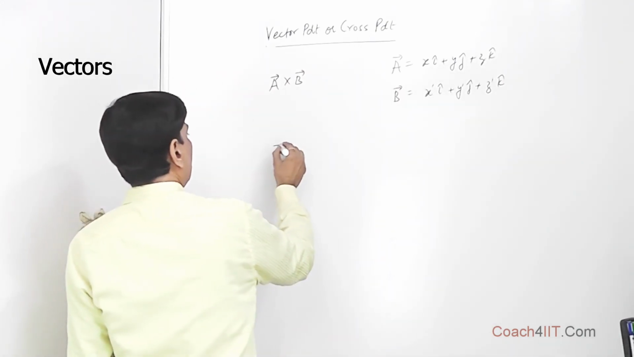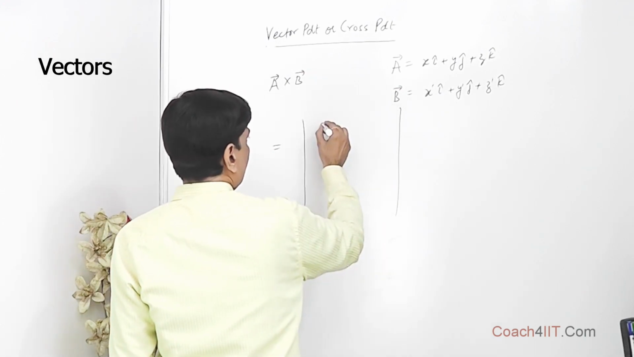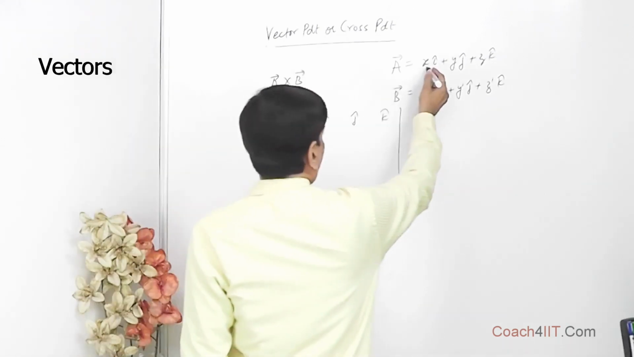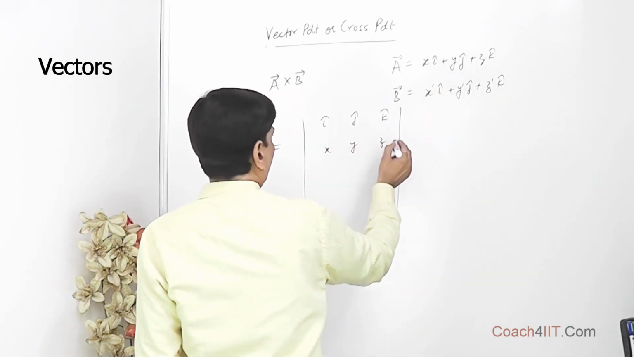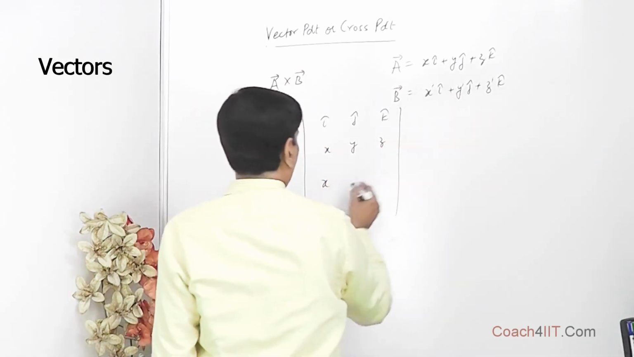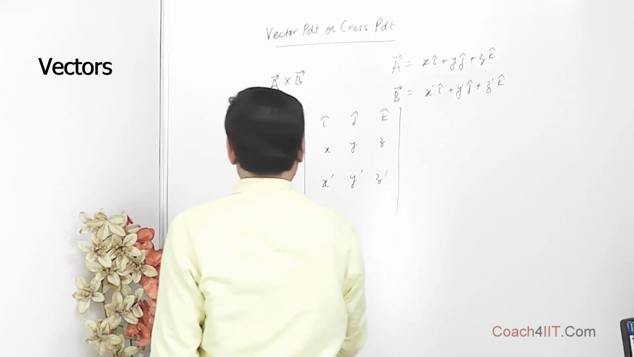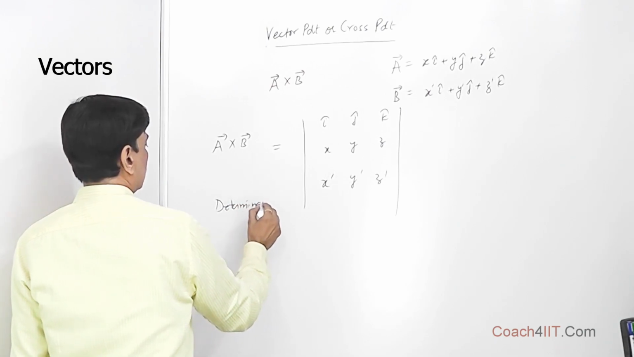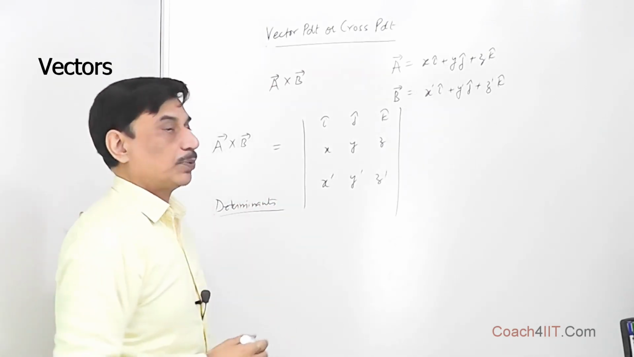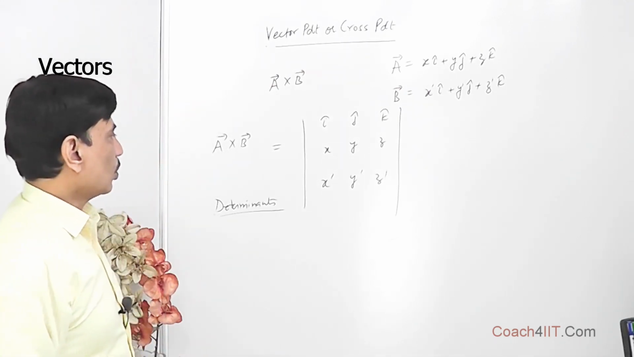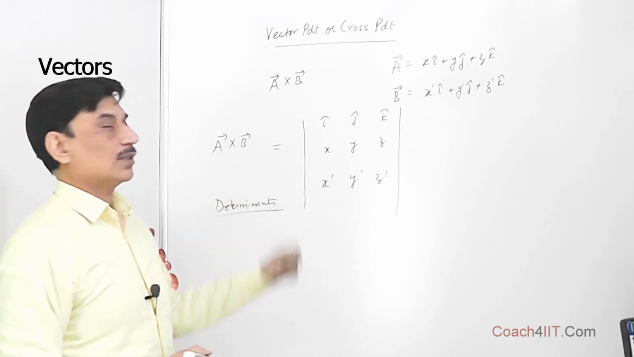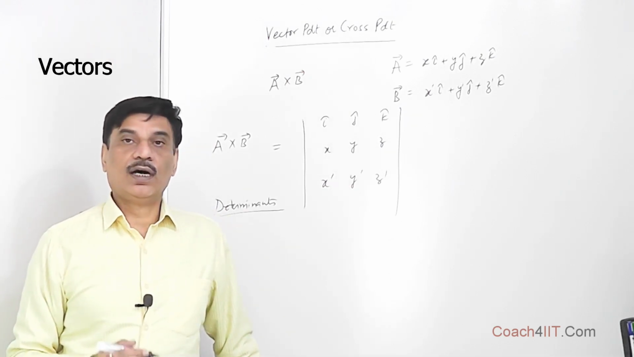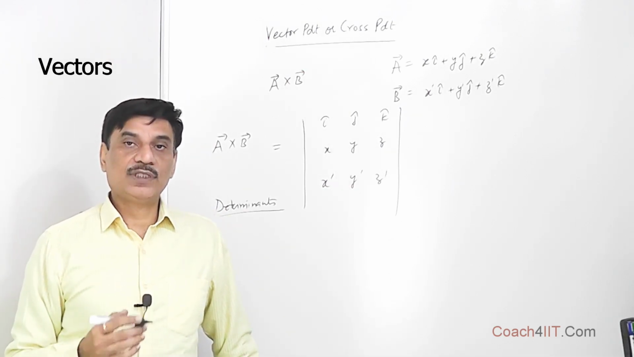So A cross B is going to be equal to a determinant. Over here we write i cap, j cap and k cap, and then we write x, y, z over here, and over here the coefficients of the second vector, that is x dash, y dash and z dash. This is what you call determinants, and you will do it subsequently in your mathematics classes also. So we can find the determinant of this and we can find A cross B. When we have a vector product of these two vectors, the result is going to be a vector quantity in terms of i cap, j cap and k cap.